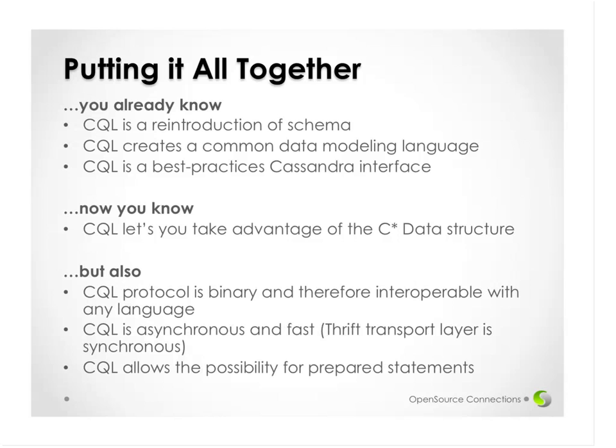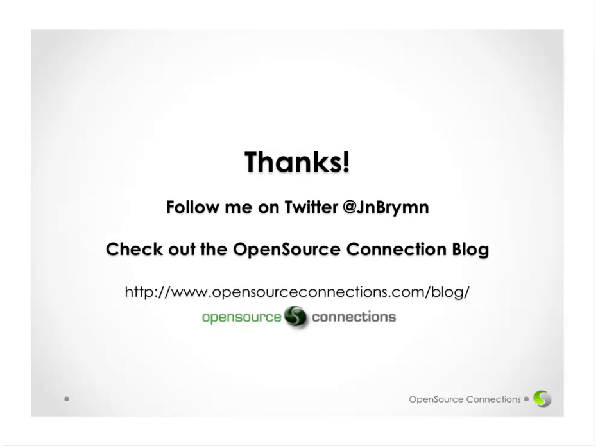CQL is asynchronous, so that means it's going to be really fast compared to the old Thrift transport layer, which is synchronous. Now, that isn't to say that Thrift can't be made asynchronous. It can be, but the implementation in Cassandra is synchronous. And finally, CQL allows for the possibility of having prepared statements, which is just going to make it all that much faster. All right, so that's pretty much it.